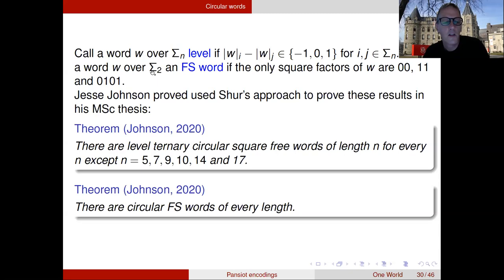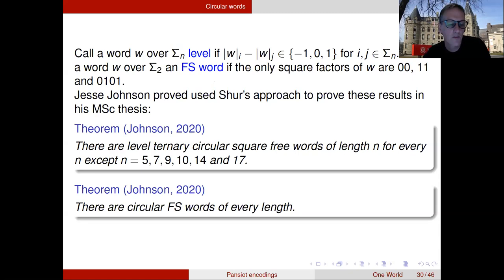So Jesse Johnson used Schur's approach, my apologies, Jesse Johnson used Schur's approach to prove the following results in his master's thesis. So he proved there are level ternary circular square-free words of length n for every n, except n equals 5, 7, 9, 10, 14, and 17.